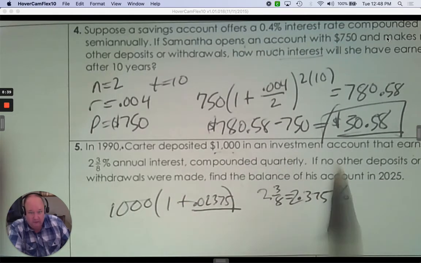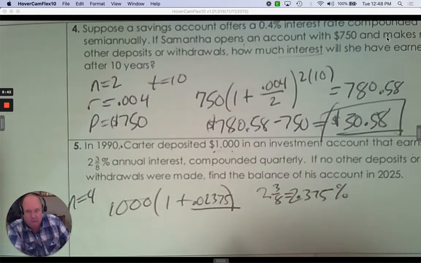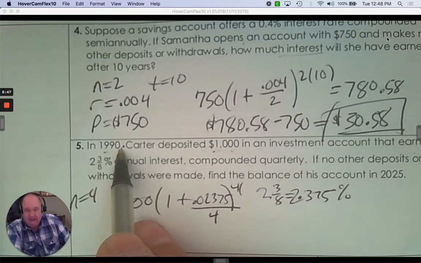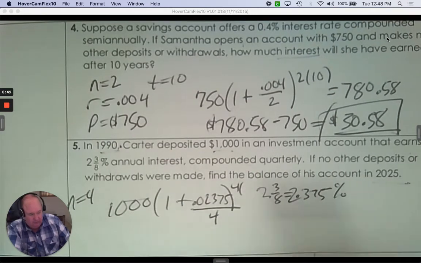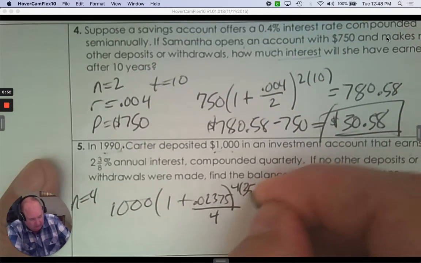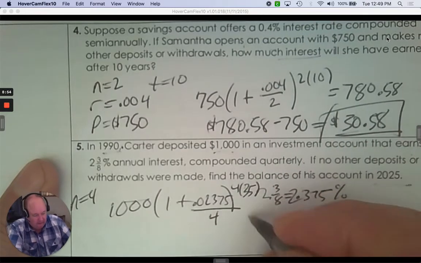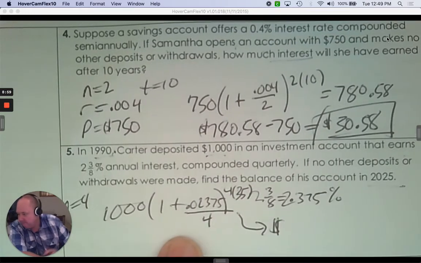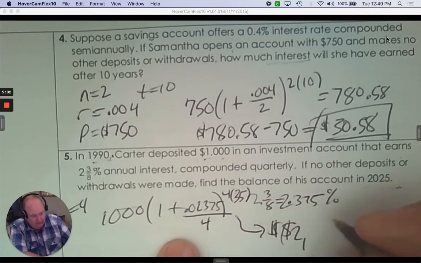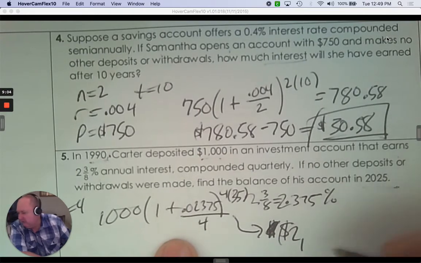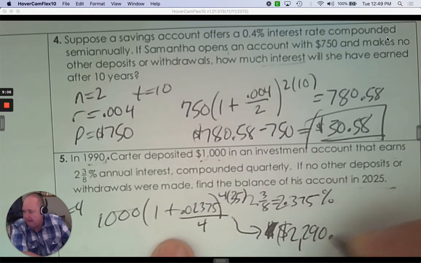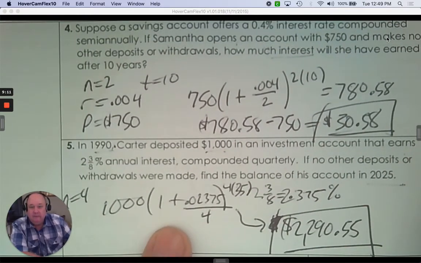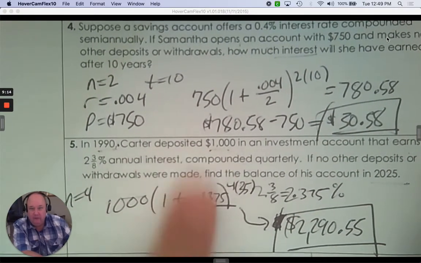How many times is it compounded? Compounded quarterly. So n is equal to 4. That's quarters. 4 quarters make a dollar. And then 1990 to 2025, that's 25 plus 10, that's 35 years. And then use your calculator. How much is there? So that's what you would type in. And you get $2,290.55 from the initial investment.